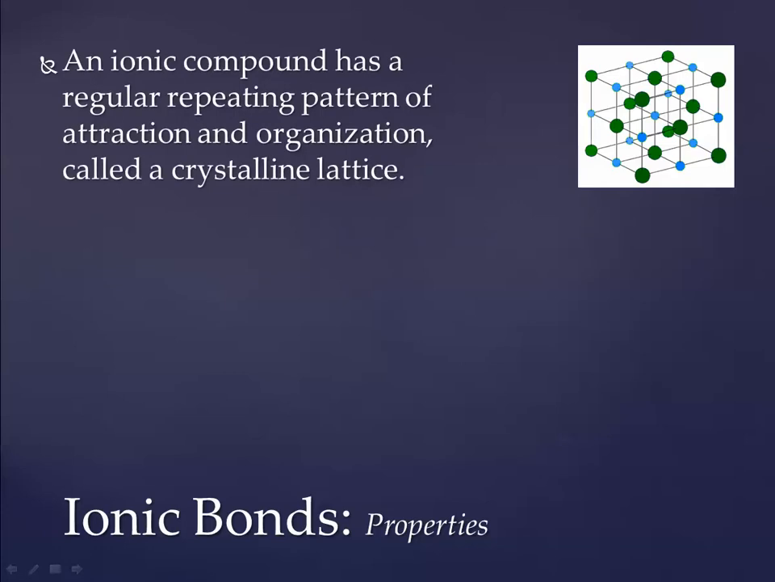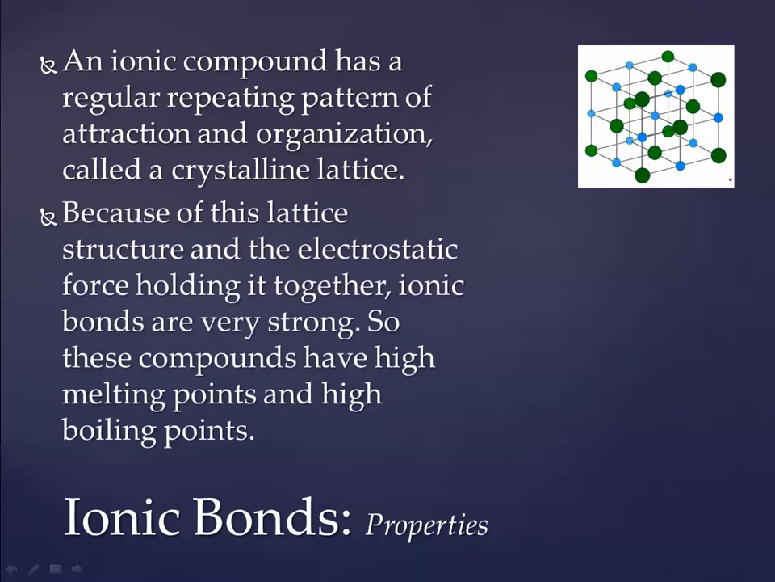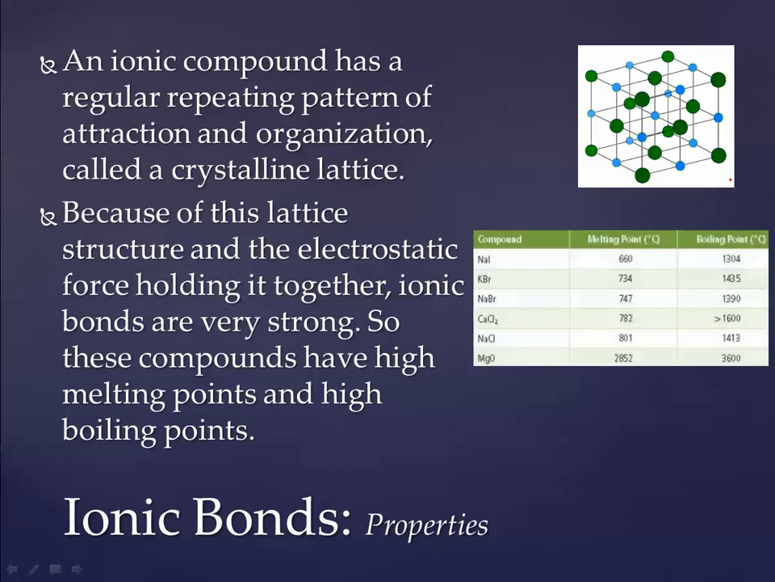An ionic compound has a regular pattern, and it is a repeating pattern of attraction and organization, and this is called a crystalline lattice. So you can see here in our diagram of NaCl, or sodium chloride, that we have a regular repeating pattern, and it forms a nice structure that's very, very organized. Because of this lattice structure and the electrostatic force holding it together, ionic bonds are going to be very, very strong. So these compounds have high melting points and high boiling points.